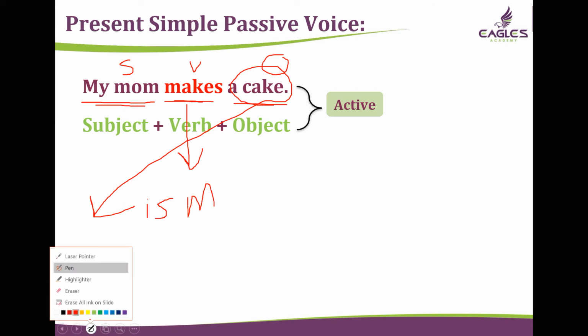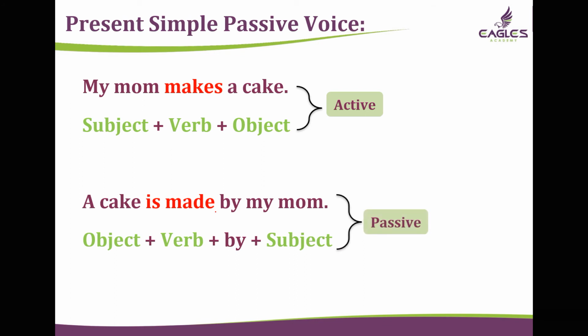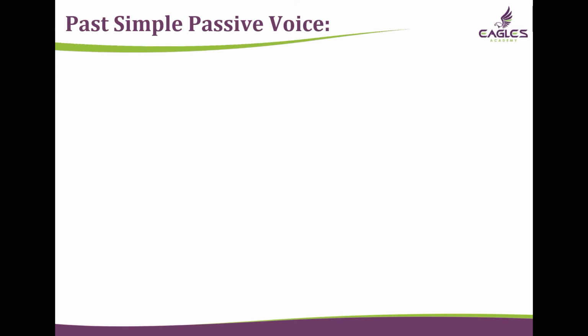Let's see how the sentence will be. A cake is made by my mom. Okay, dears, this is the passive voice of present simple. Okay, dears, now let's go to see past simple.